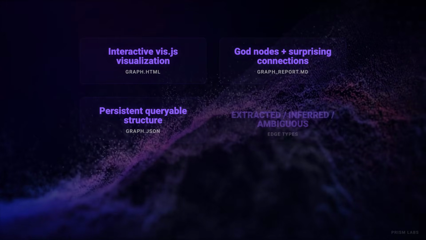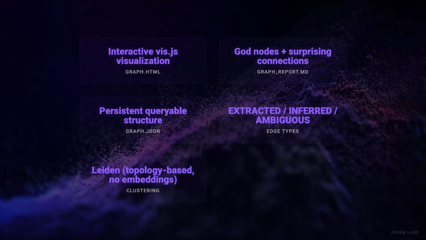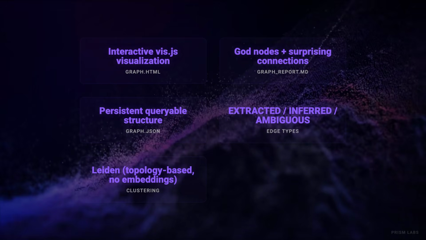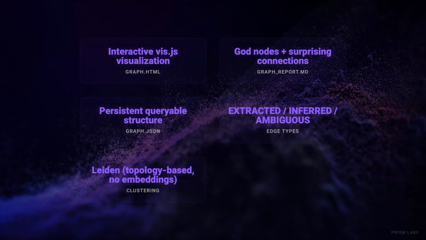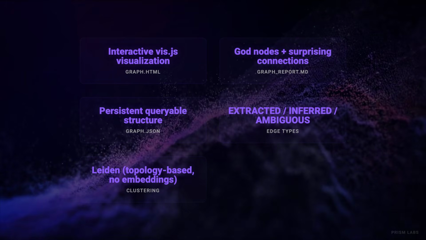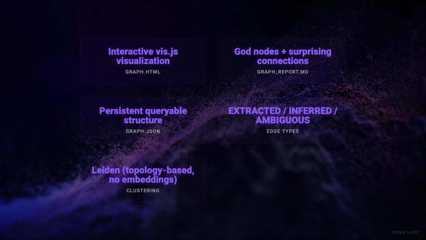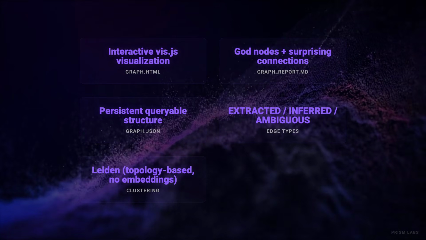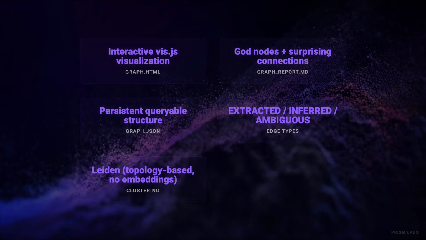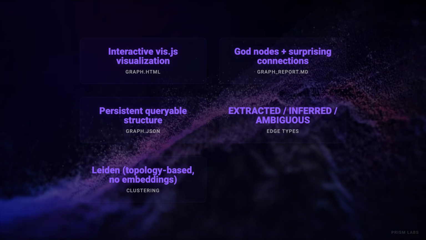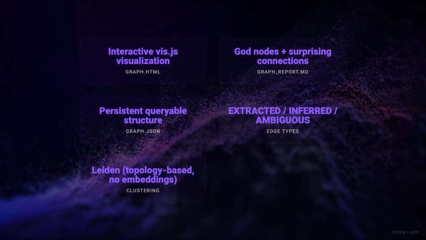Graphify produces 3 output artifacts. The interactive graph.html file uses vis.js to render a navigable visualization of the entire knowledge graph with community filtering. Leiden clustering groups related nodes into communities without requiring embeddings, purely based on graph topology. You can filter by community, zoom into specific clusters, and trace connection paths visually.